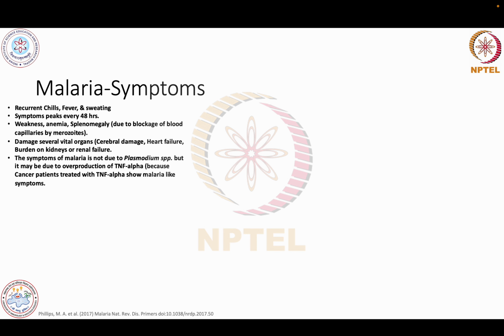Malaria symptoms: recurrent chills, fever and sweating. Symptoms peak every 48 hours. Weakness, anemia, splenomegaly due to blockage of blood capillaries by merozoites. Damage to several vital organs, cerebral damage, heart failure, burden on kidneys or renal failure. The symptoms of malaria may not be due to Plasmodium species directly, but may be due to the overproduction of TNF alpha, because cancer patients treated with TNF alpha show malaria-like symptoms.